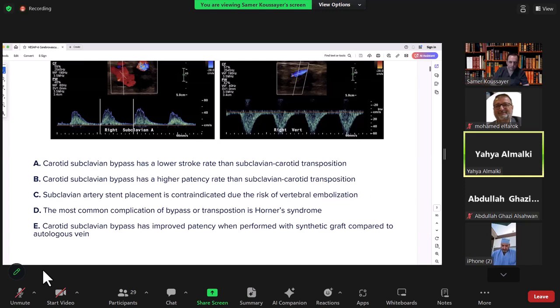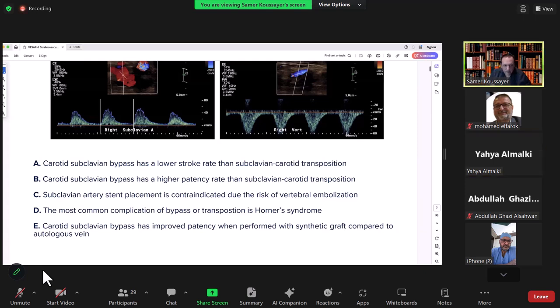Okay. The most common complication of bypass or transposition is Horner syndrome. Go ahead. A, carotid subclavian bypass has improved patency when performed with synthetic graft compared to autogenous vein. So what do you think? As you said, Dr. Samer, it's the same, but I will go with A, synthetic graft compared to autogenous vein, more patency. So the answer is E. As I said, this is the area where the patency is better than vein, not because of the graft, but because of the kink. Any area where you have a kink, usually a graft works much better than the vein. So that's the right answer.